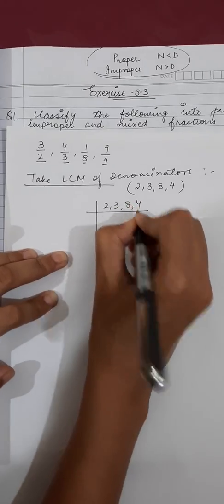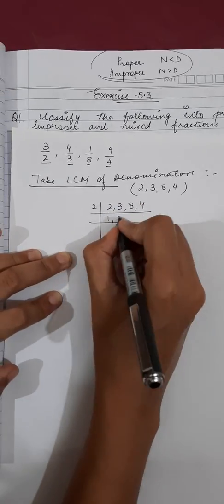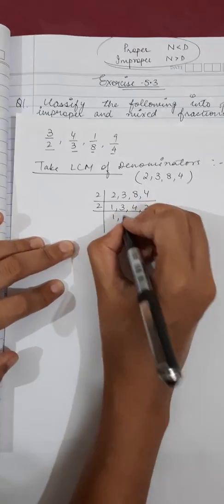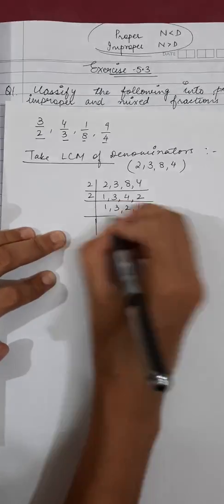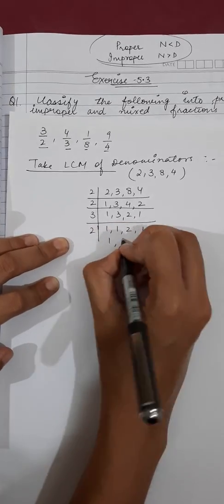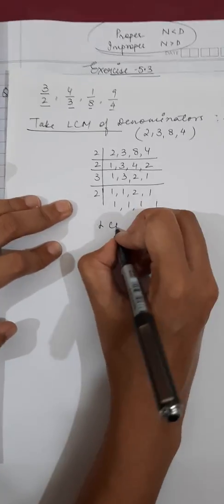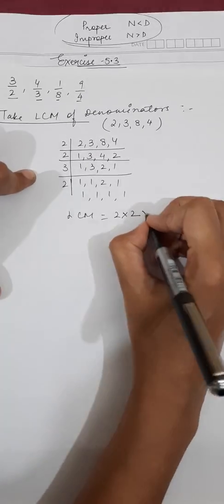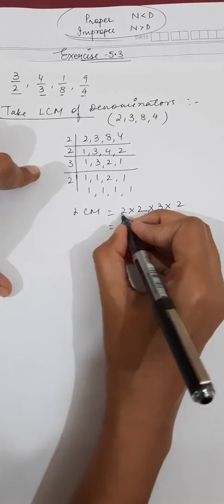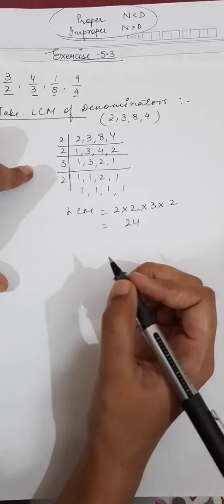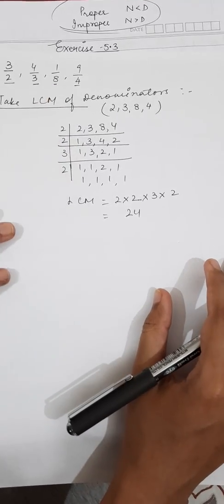2, 3, 8, 4. Firstly this will go on to 1, 3, 4 and then 2. Again this will go on to 1, 3, 2, 1. Then again 3, 1, 1, 1 and then 1, 1, 1, 1. So the LCM is going to be the product of these prime factors: 2 into 2 into 3 into 2. 2 2s are 4, 4 3s are 12, 12 2s are 24. Now I have taken the LCM 24.